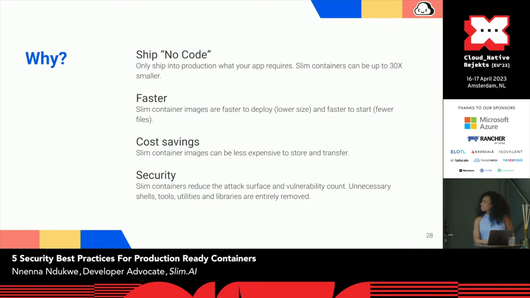And the reason is because we don't want to ship code that we don't need. So that is one of the biggest things about slimming containers, is if you don't need certain code, then why not remove it? And that's what slim does. And of course, the benefits of having a slimmer container is that it's faster to deploy and, of course, fewer files.